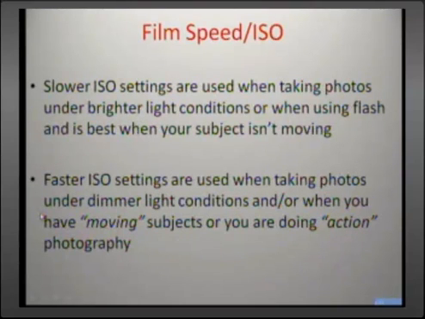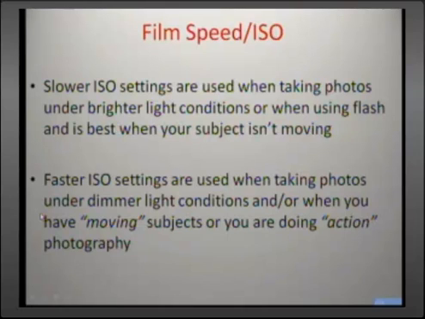Slower ISO settings are used when taking photographs under brighter light conditions or when using flash, and it is best when your subject isn't moving. Now we will tie this all together with subjects that are moving and not moving, and so in this case a slower ISO setting is not going to allow you to really use the very fast shutter speeds that your camera is capable of. You'll see that later as we get into exposure.